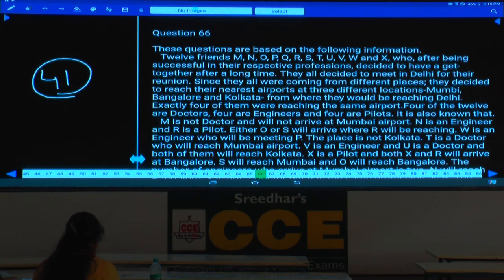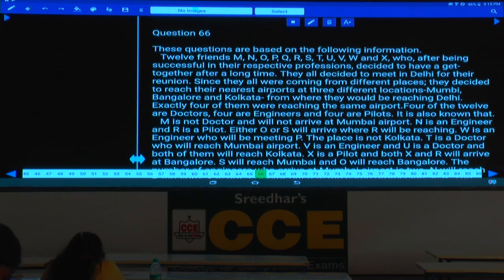Question number 66 to 70. Now in this 66 to 70, what is the information here? 12 friends, M, N, O, P, Q, R, S, T, U, V, W and X are the 12 persons. These 12 friends, who after being successful in their respective professions, decided to have a get together after a long time. They all decided to meet in Delhi for their reunion.